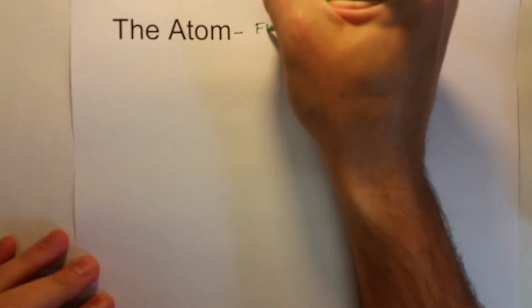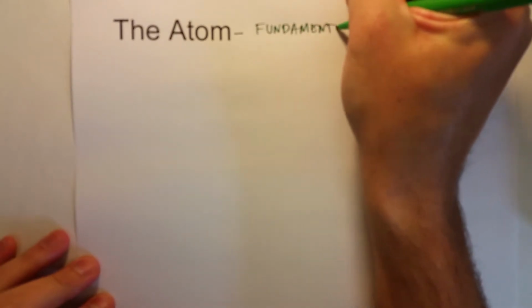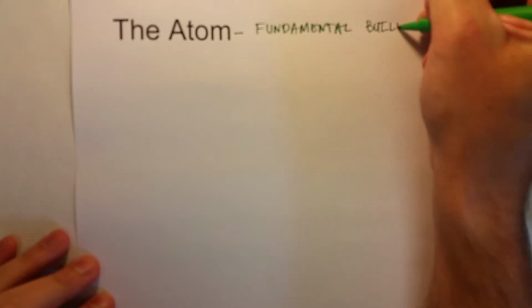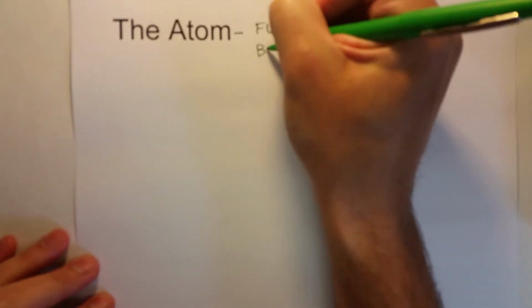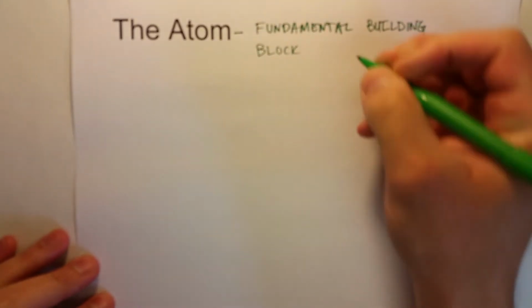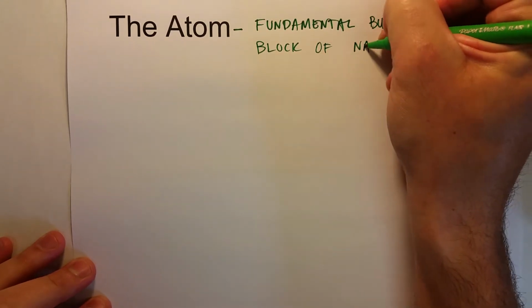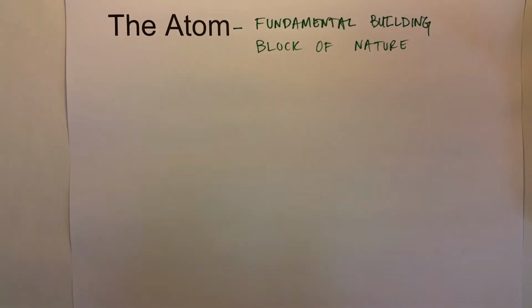All right, so in any chemistry course, the one thing you're definitely going to have to start talking about is the atom. The atom is the fundamental building block of nature. Everything you've seen, everything you've touched is made up of atoms. The paper I'm writing on, the ink I'm using, the pen I'm using is made up of atoms.